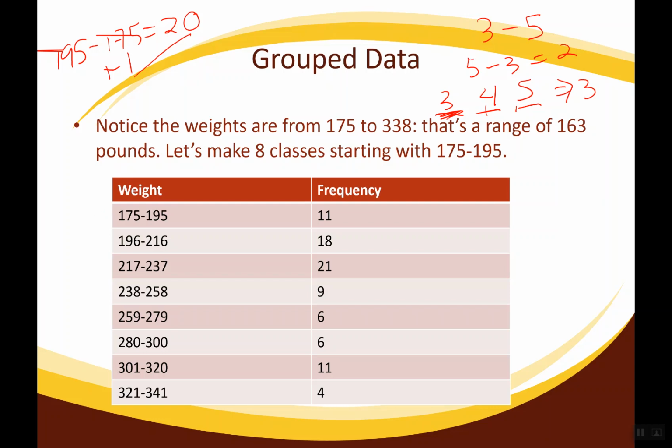All right. So here's my data. Here's my frequency. I can see a lot of things about players now. I can see it's not really often that these players were 321 to 341 pounds. I can see it was really common for them to be 217 to 237. So now this data is organized and I can talk about it a lot better.